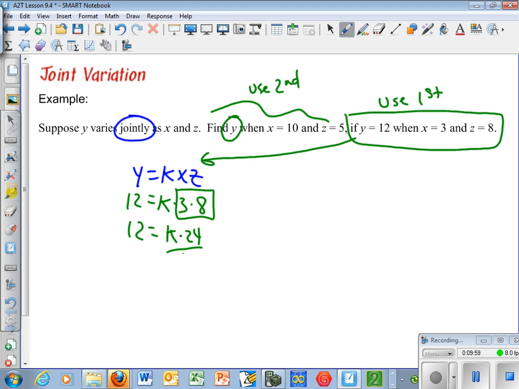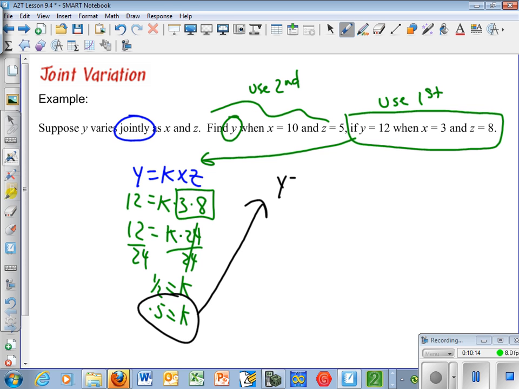Solve for k, so I'm going to divide by 24. So k is a half, or I'm going to go ahead and use the decimal, it's 0.5. So now we're going to take what k is equal to. We're going to come up here, y equals kxz. So I really know it's y equals 0.5xz now, so I'm going to put 0.5 in there, or a half.